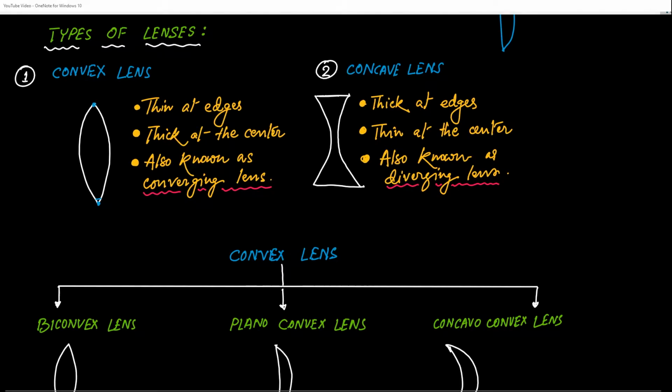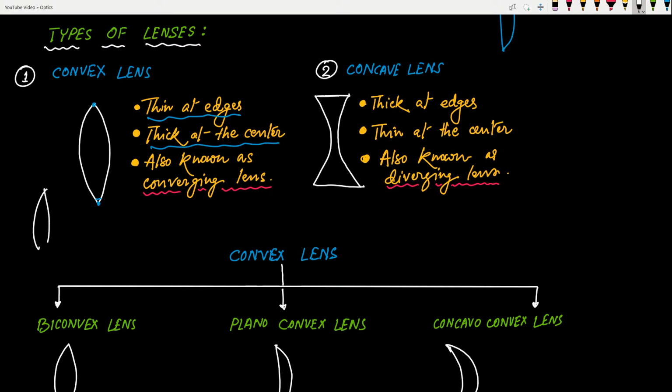If you look into the types of lenses, then lenses can be classified mainly into two parts, that is convex lens and concave lens. Let's look into convex lens first. As you can see in the figure, the edges are thin and the center is thick for a convex lens. So I have written it down for you that it is thin at the edges and, number two, thick at the center. So these are the physical properties of a convex lens.